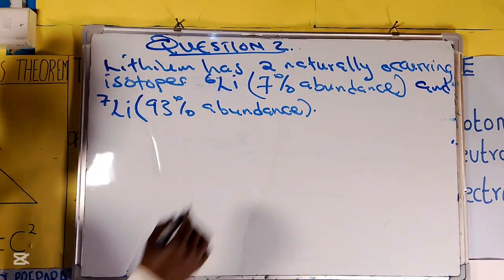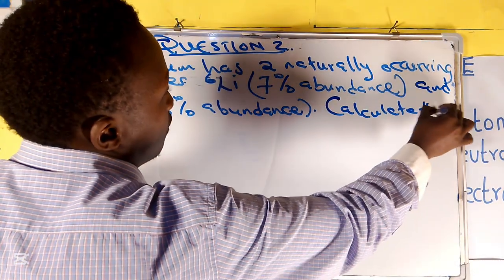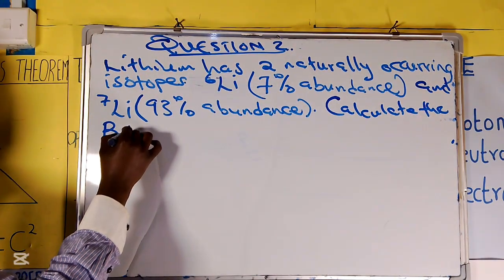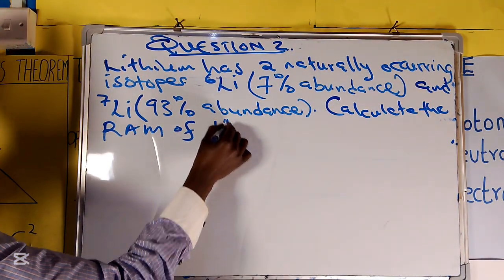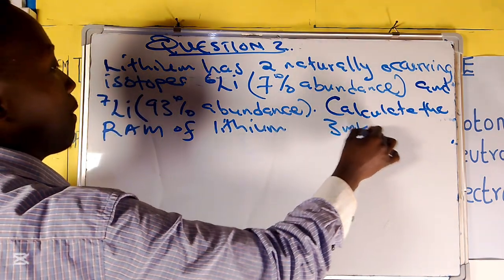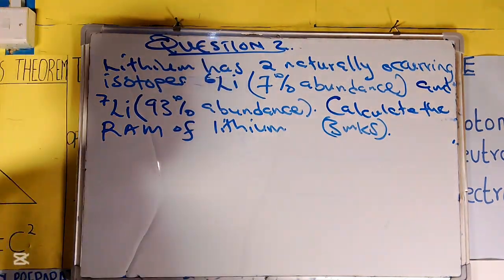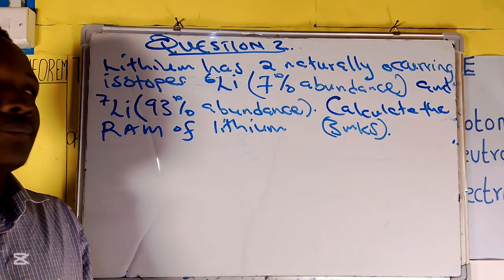Calculate the RAM of lithium. Calculate the relative atomic mass. Remember, the relative atomic mass is the same as RAM. Relative atomic mass of lithium, 3 marks. That is what we are supposed to determine.